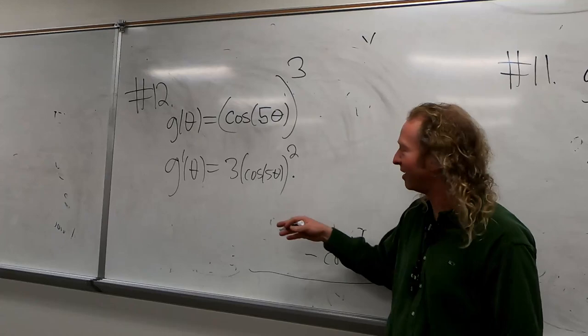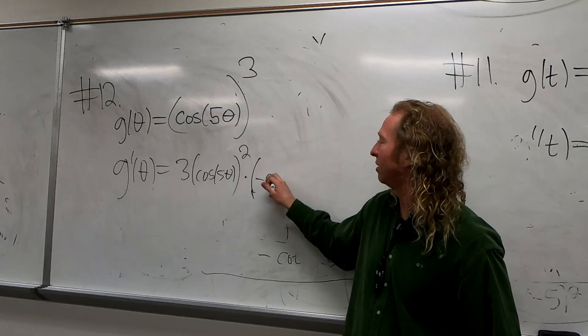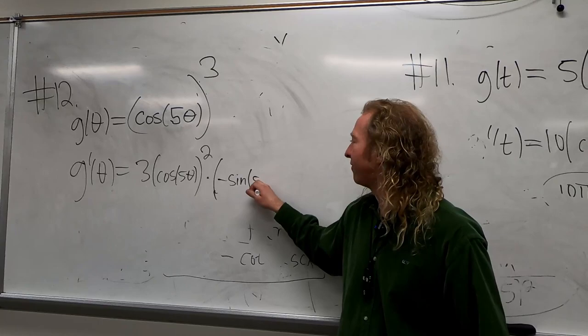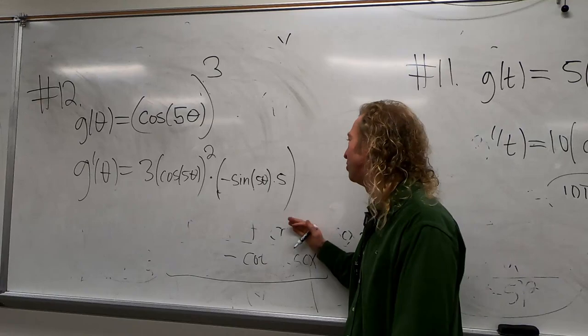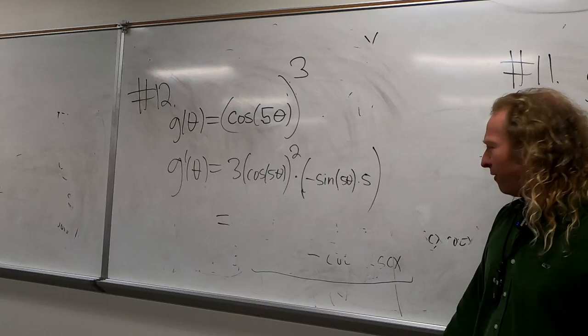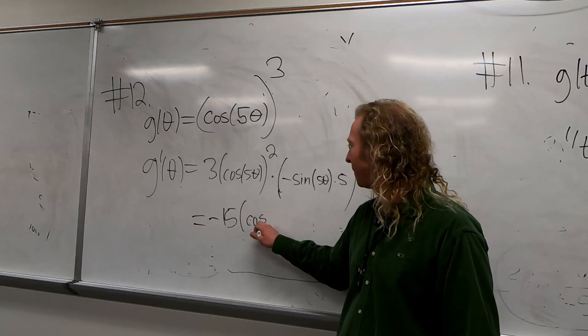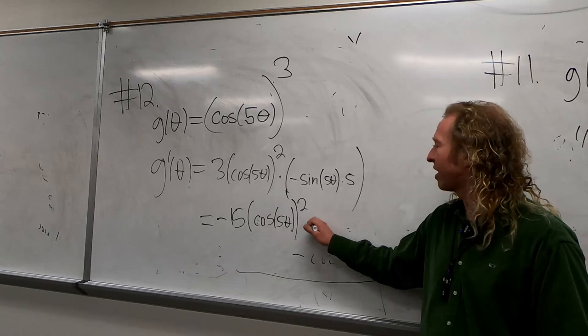Make sure you have a parenthesis here for clarity, because if you don't put it there, you might think it's a minus. You know what I mean? So 5 theta times what? 5. There's my ugly 5. Yeah, times 5, because that's the chain rule, right? The derivative of the inside. Beautiful stuff. Maybe just put it all out front. So it's going to give us negative 15, parentheses cosine of 5 theta squared, times sine of 5 theta.